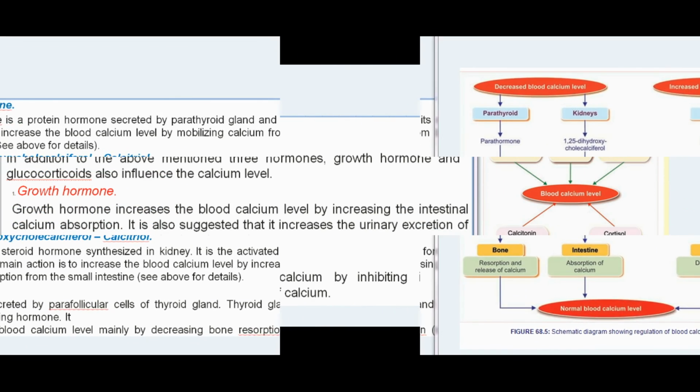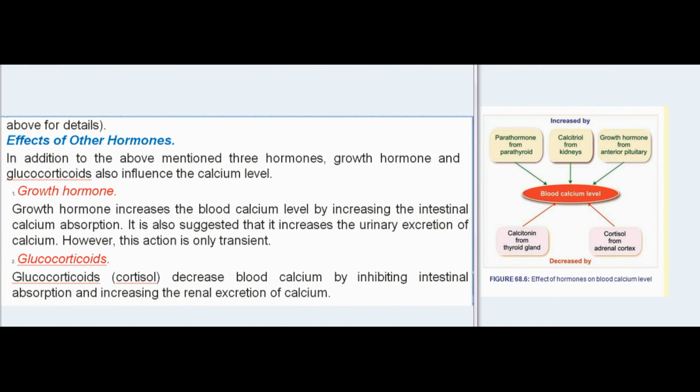Calcitonin. Calcitonin is secreted by parafollicular cells of thyroid gland. It is a calcium-lowering hormone. It reduces the blood calcium level mainly by decreasing bone resorption, see above for details.